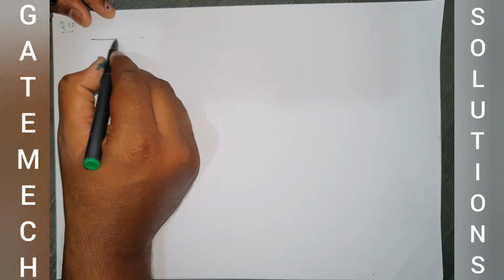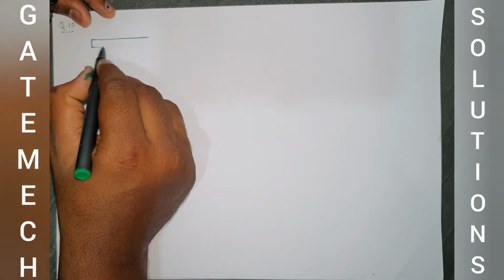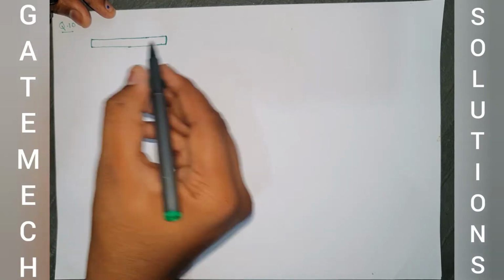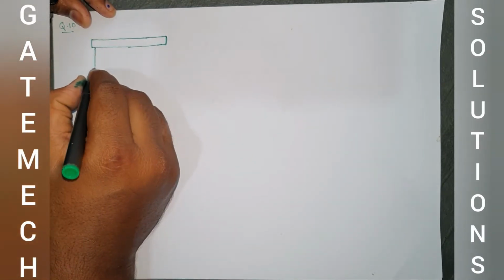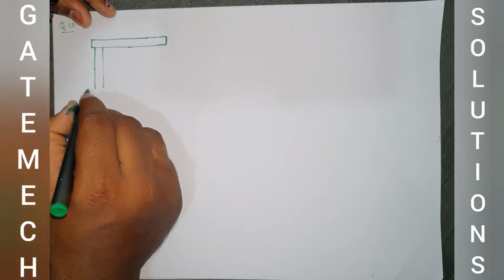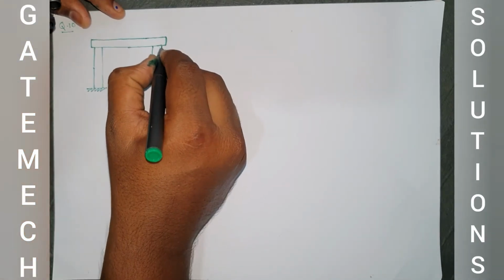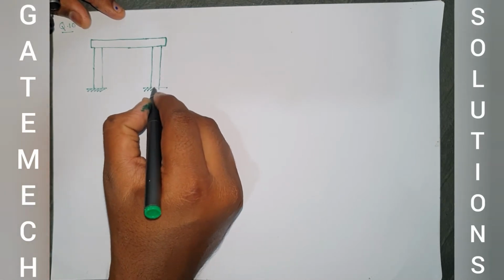Let us take question number 10. In question number 10, there is a rigid bar which is connected to 3 members. 2 are made up of brass material. The third one is made up of steel material.